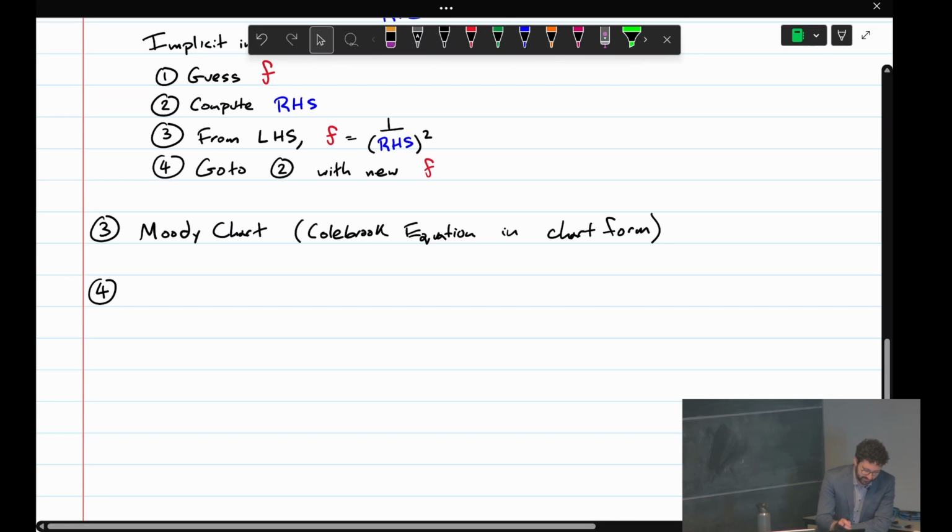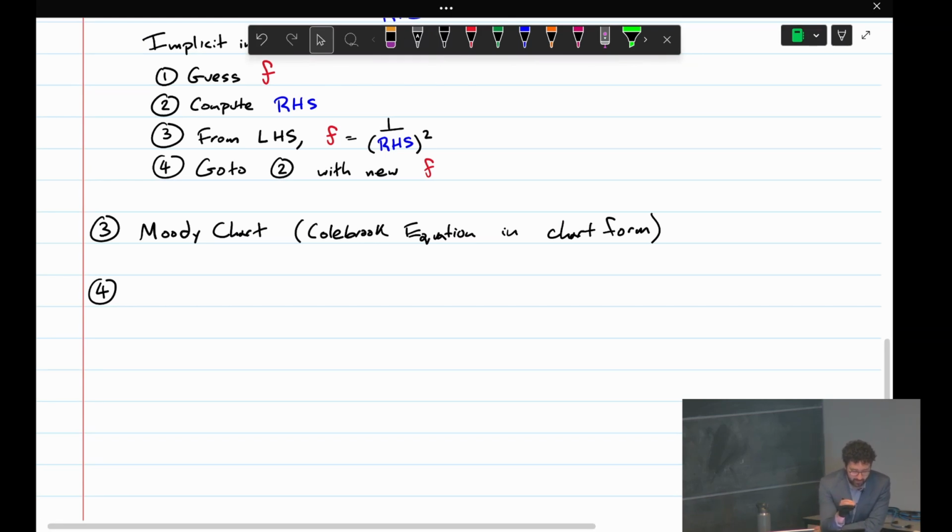Okay, the fourth method is an approximation of the Colebrook equation called the Holland equation.